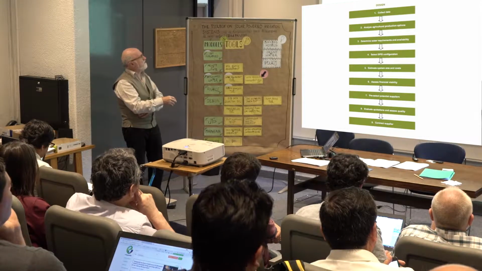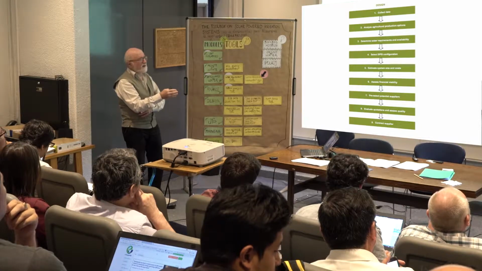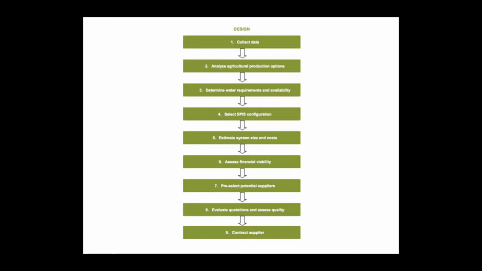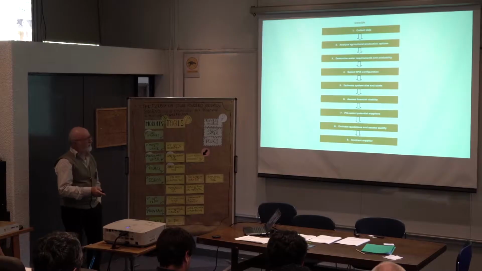You collect your data, you analyze agricultural production options. This we have done with the financial viability tool. You determine the water requirements. We have done yesterday. Now you select the SPIS configuration. You estimate the system size and costs. We will do right afterwards. And then later you can assess the financial viability compared to other options you have. And then you can pre-select potential suppliers, get quotes, and contract the suppliers.